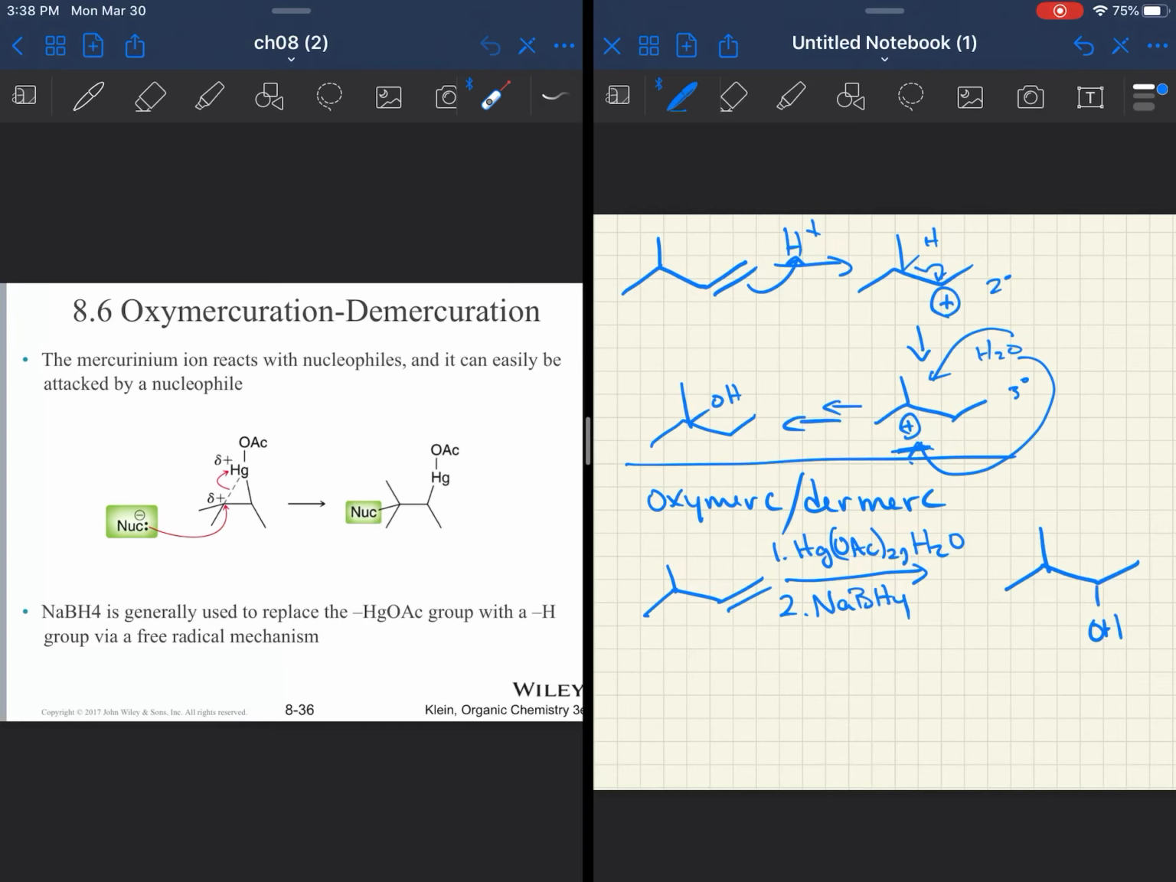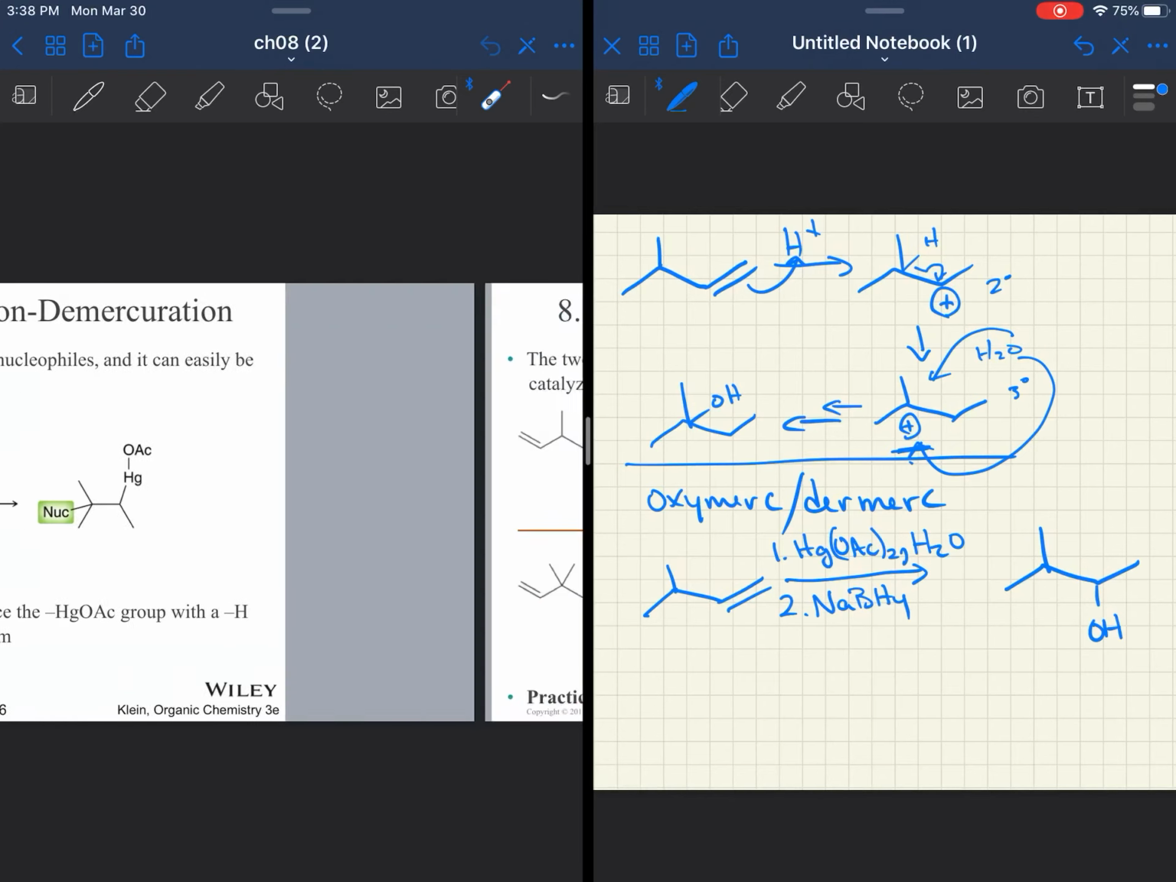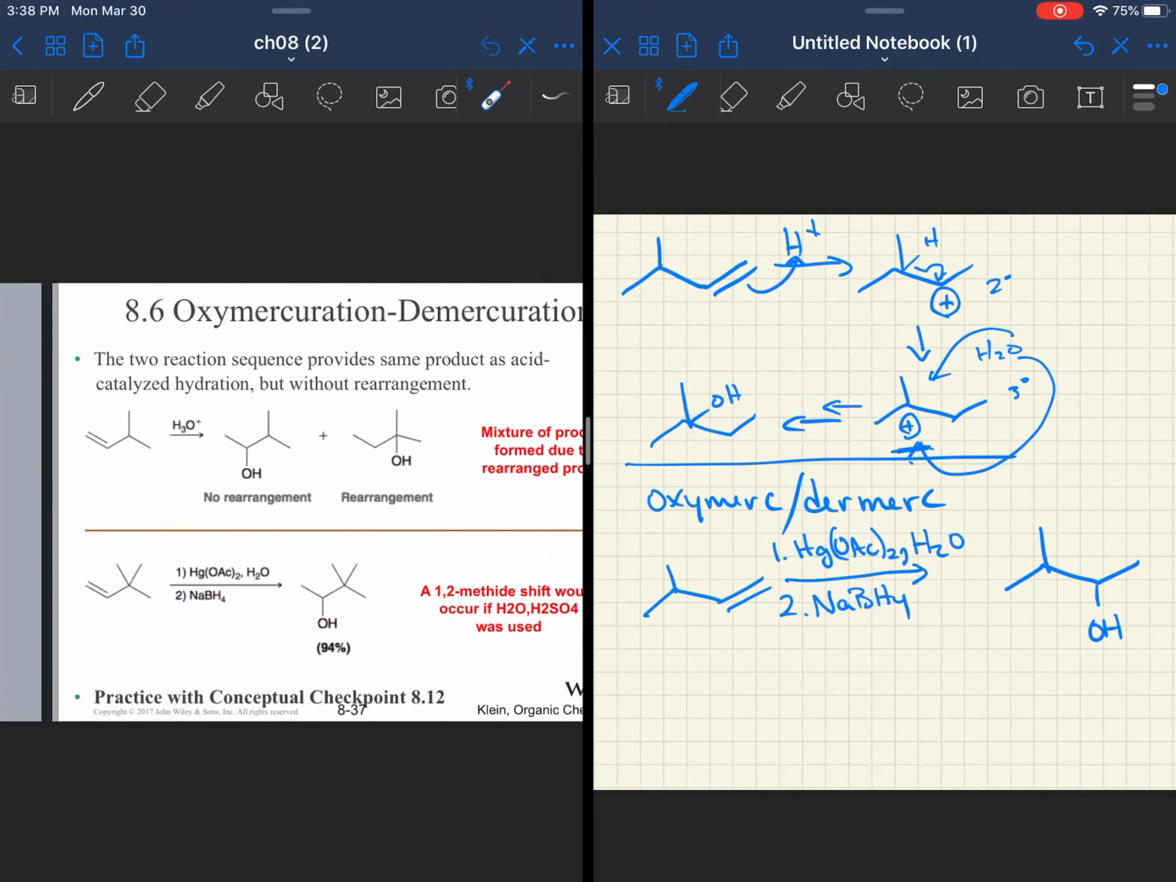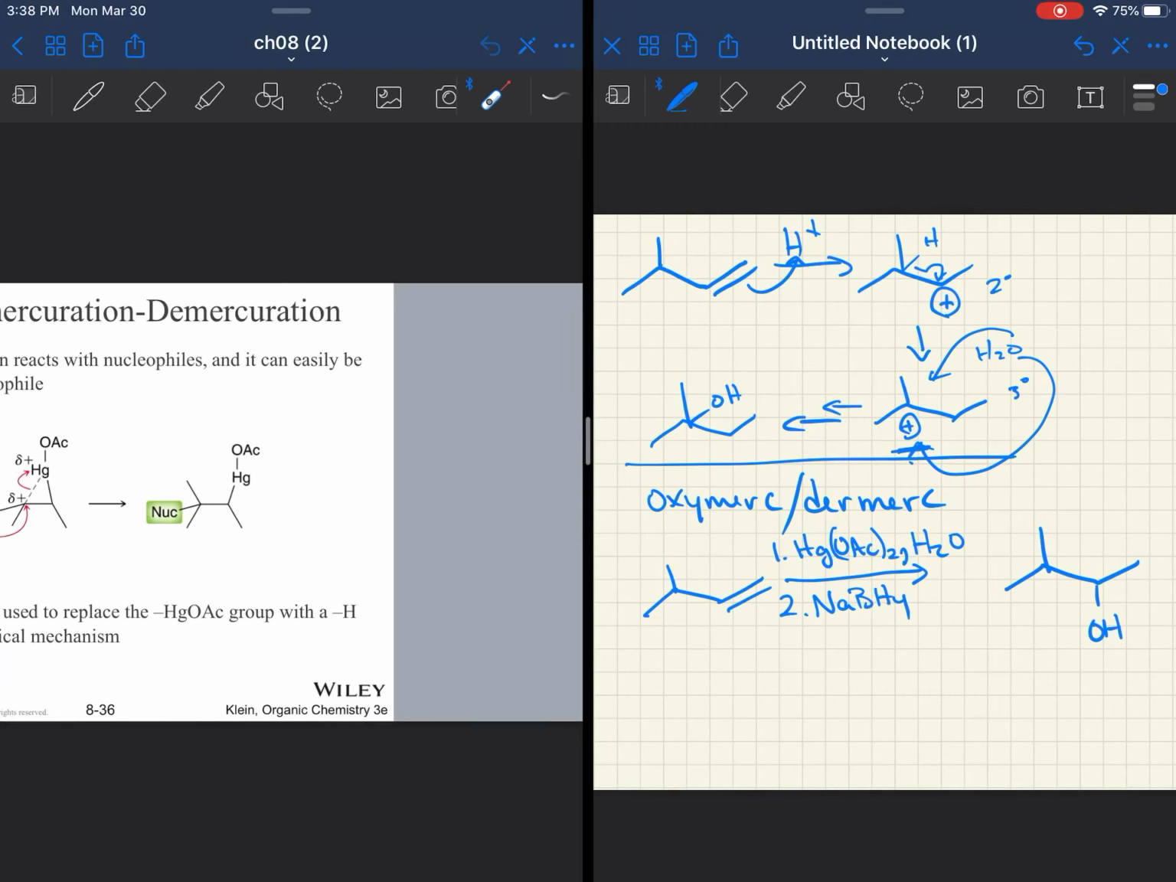Let's adjust this. But you wind up with the mercury acetate on the less substituted position. The second step, which you really don't need to understand the mechanism for, just finishes off the reaction. The sodium borohydride kicks off the mercury acetate and reduces the position where you added the water to just an OH. So that's the last step.